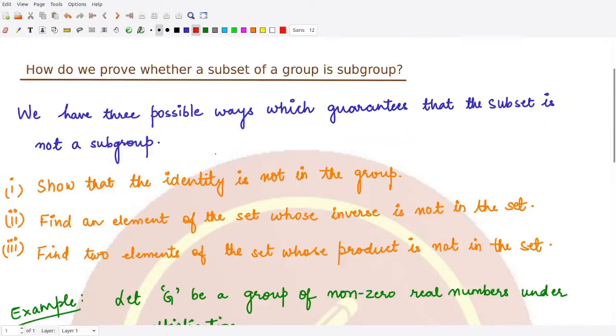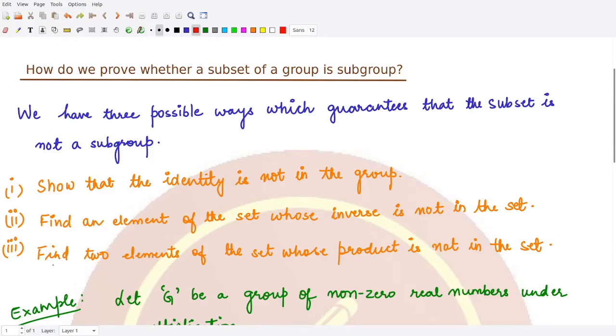So the first way is that we may show that the identity is not present in the given subset, so therefore it will not be a subgroup of the given group. The next thing that we can prove is if we are able to identify an element whose inverse does not exist, or if it exists, is not present in that set. If that is the case, then also the given subset is not a subgroup of the given group.